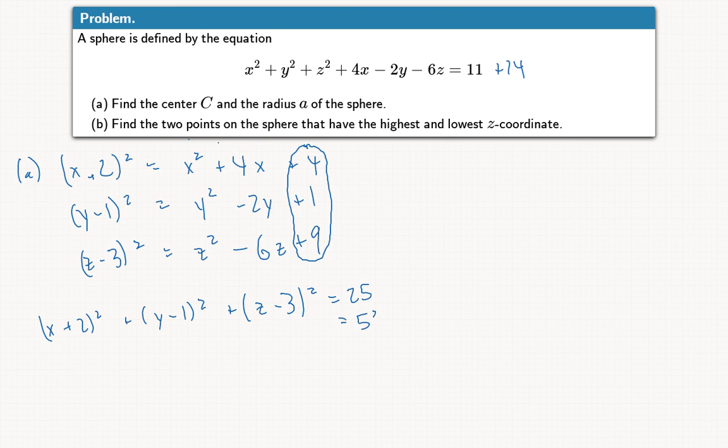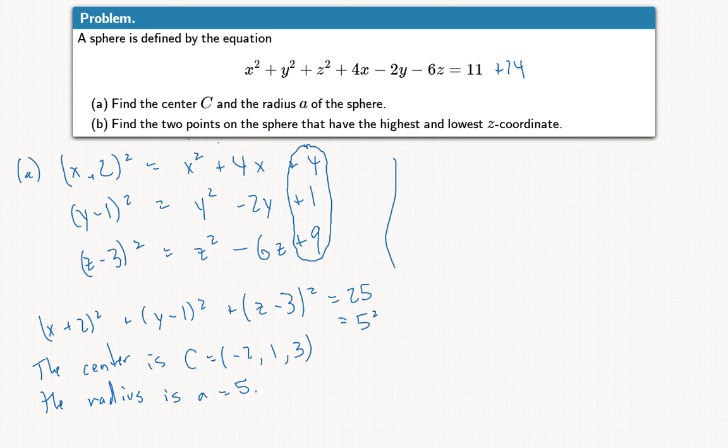So the center is c equals -2, 1, 3, and the radius is a equals 5.